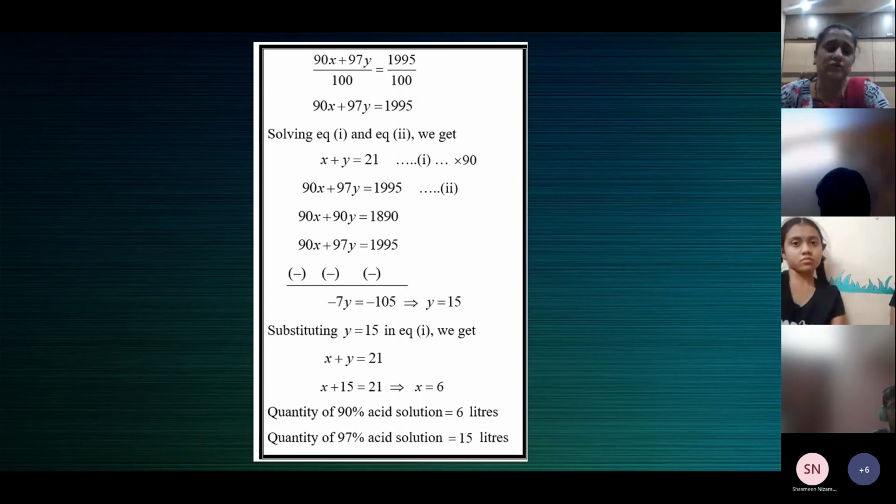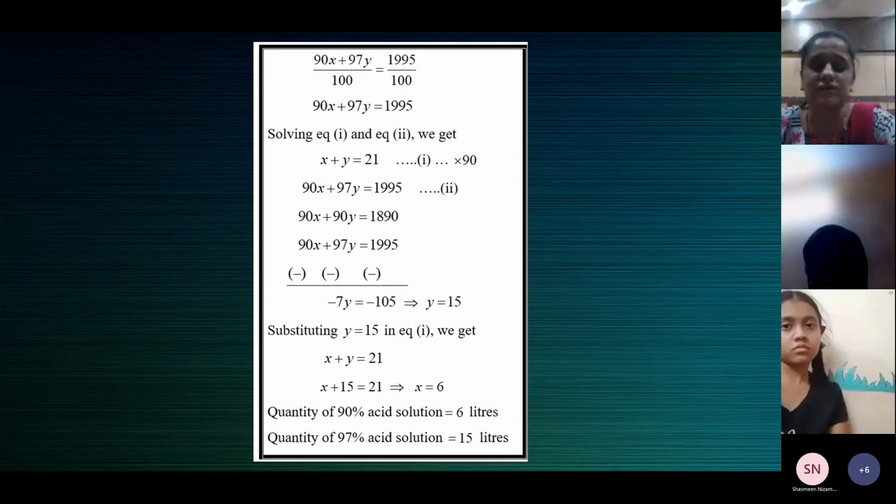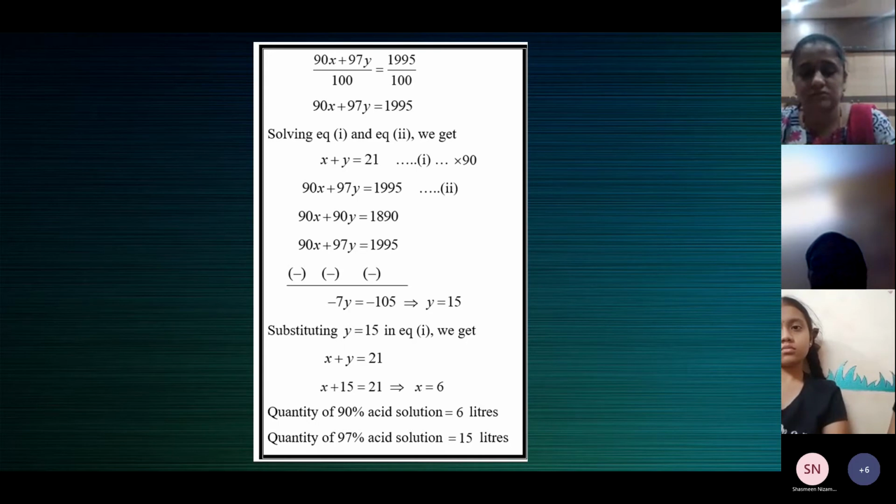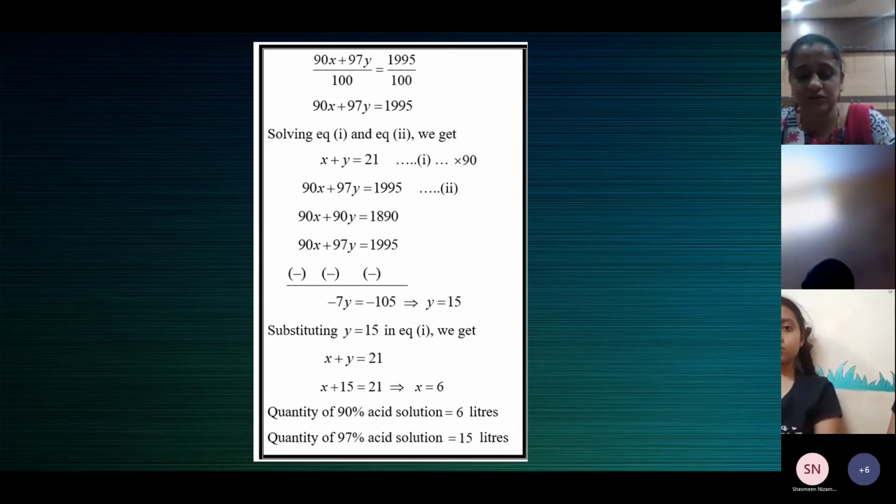Again, you will get two linear equations in X and Y. Solve and find the values of X and Y. We'll get two equations in X and Y, linear equations in X and Y. You can solve them by the elimination method and find the values of X and Y.